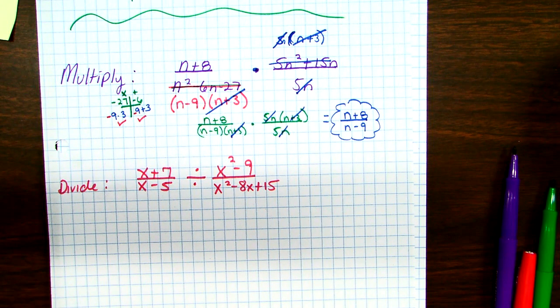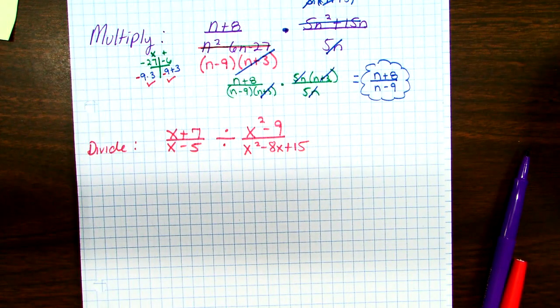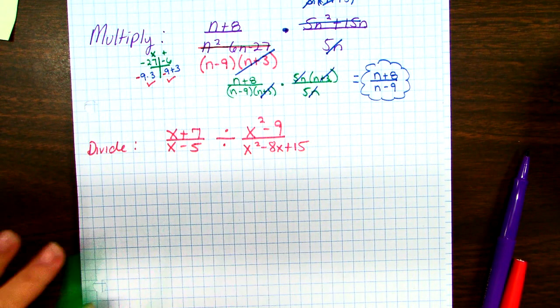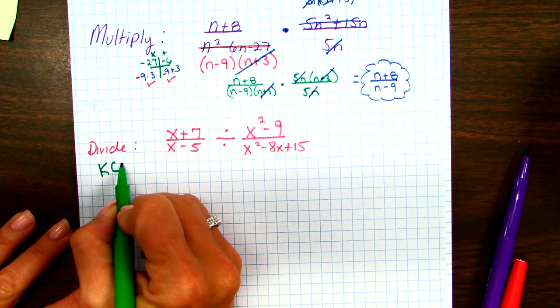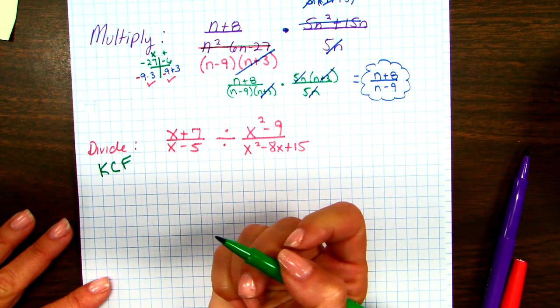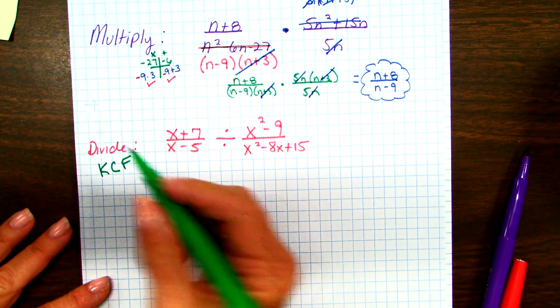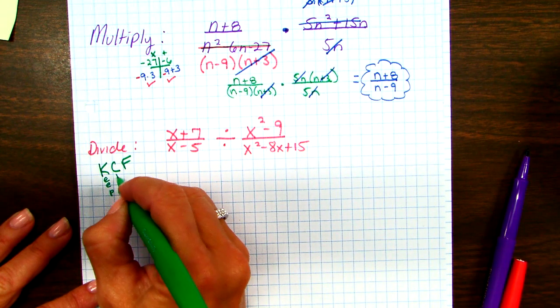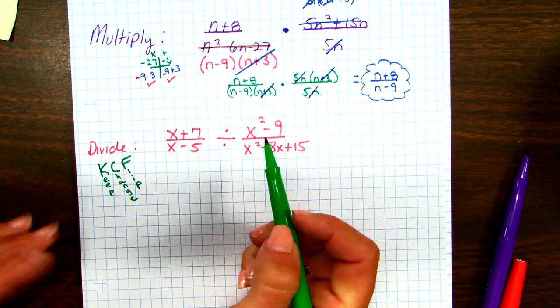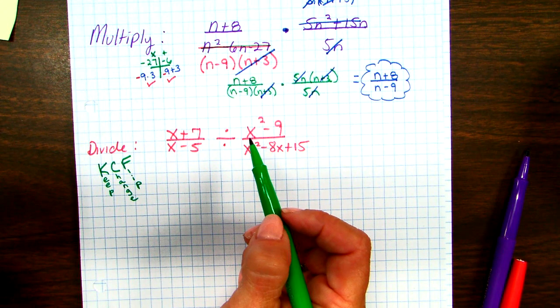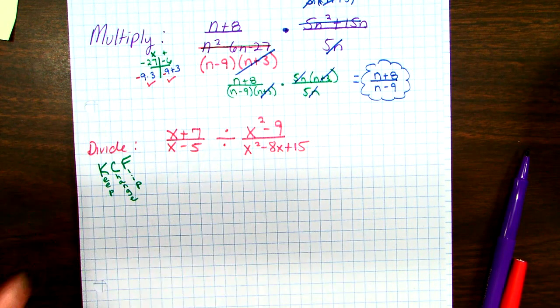Division is almost exactly like multiplication except one little step. Whenever we divide with fractions, we have to remember there's a first step that we have to do before we can do anything else, okay? Which is to get rid of the division. Division of fractions, do you remember what that stands for? Keep, change, flip. Keep, change, flip. I think of KFC, but the letters are messed up, right? Keep, change, flip. So that's the first step.